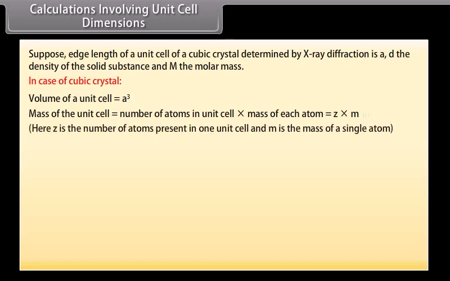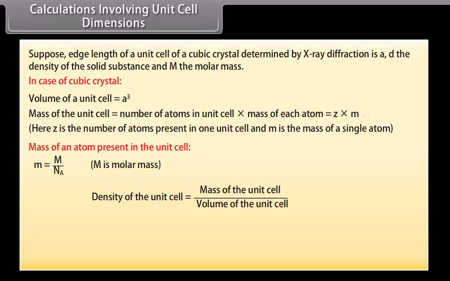Here, Z is the number of atoms present in one unit cell and m is the mass of a single atom. Mass of an atom present in the unit cell, m, is equal to M upon Na, where M is the molar mass. Density of the unit cell is equal to mass of the unit cell upon volume of the unit cell, which is equal to Z times m upon a cubed, which is equal to Z times M upon a cubed Na. Or d is equal to Z M upon a cubed Na.